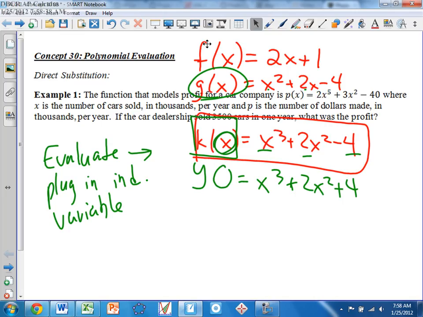But when we talk about a problem like this, where we're going to be evaluating, we're not going to see the word evaluate anywhere. But we still have to realize that that's what we're going to be doing. Okay, it's not going to say necessarily to evaluate a function. All right.